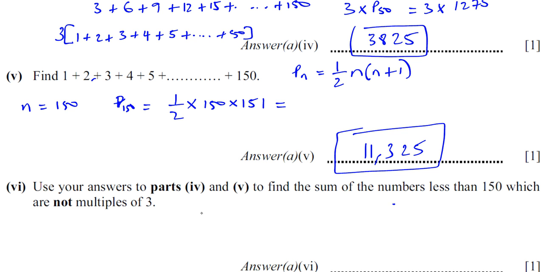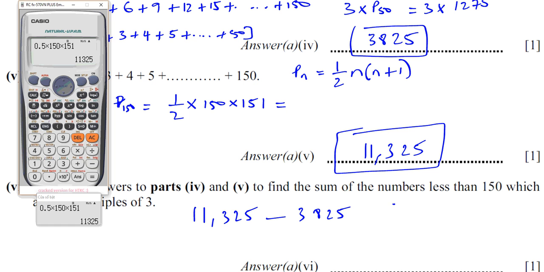We're taking away all the multiples of 3, so what we're left with are the numbers that are not multiples of 3. So if we have 11,325, and we take away from that 3,825, we're taking away the sum of all the numbers 3 plus 6 plus 9 and so on, including 150. So we will now be left with the sum of the numbers which are not multiples of 3.